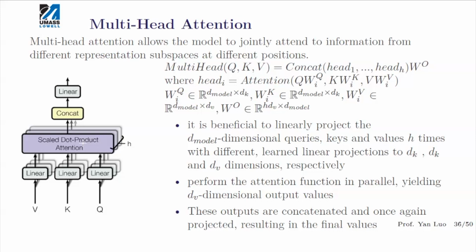So in the training process, they tend to learn different relevance. And also because they are independent, they can perform the attention function in parallel, and they produce the outputs independently. And at the end, these outputs will be concatenated to generate a longer vector output to the final output layer.